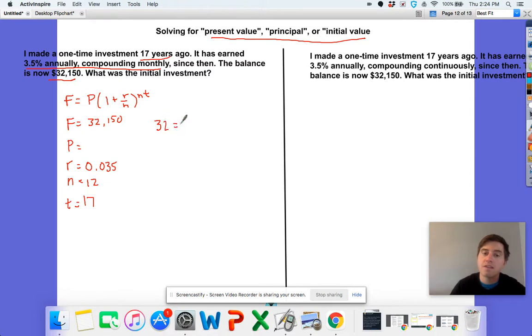So when we plug these in, we're looking at 32,150 equals P times 1 plus 0.035 over 12 to the nt. So 12 times 17.